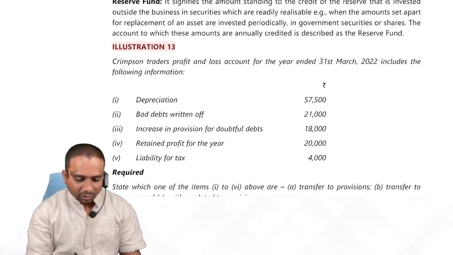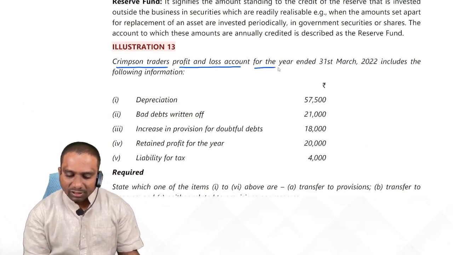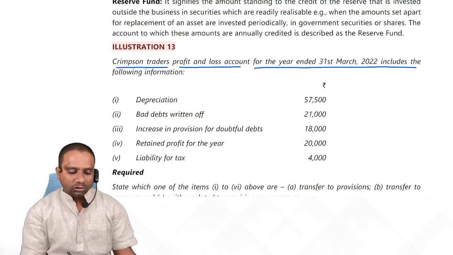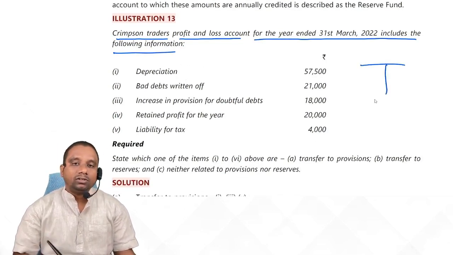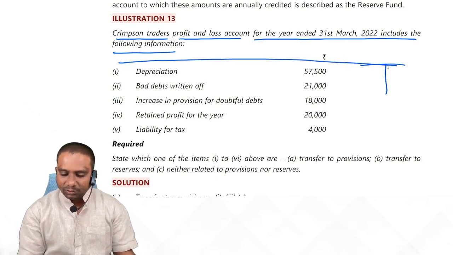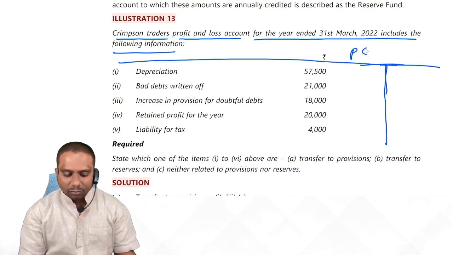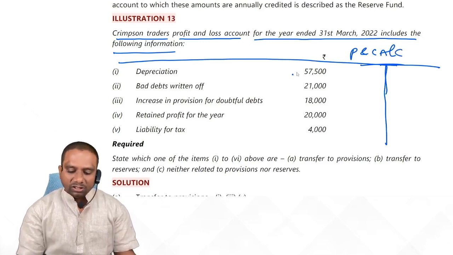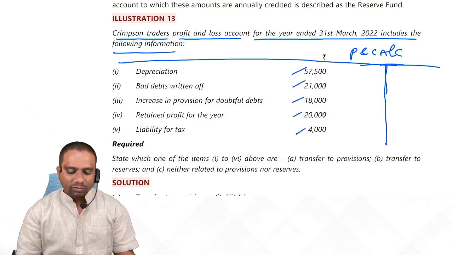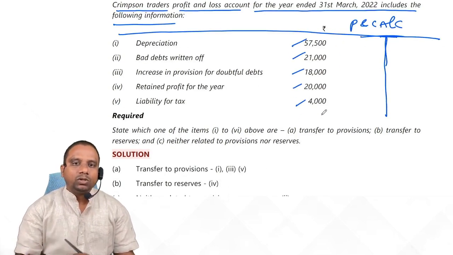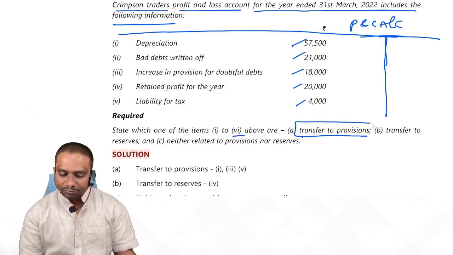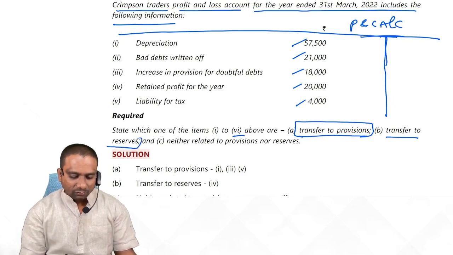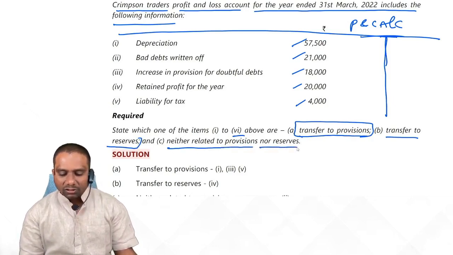Illustration 13. Crimson Traders profit and loss account for the year ended 31st March 22 includes the following information. Okay, so already we have prepared the profit and loss account. This profit and loss account contains this information. Students, observe. First one, depreciation, bad debts written off, increase in provision, retained profit for the year, liability for tax. Okay, state which one of the items 1 to 6 above is transfer to provision, transfer to reserve, and neither related to provision nor reserve.